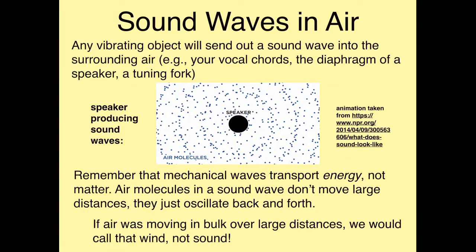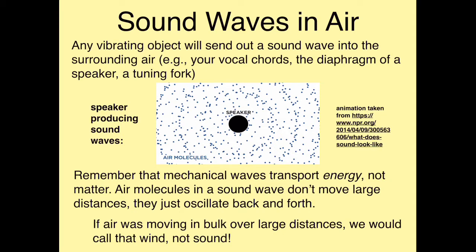So how do we create a sound wave in the first place? Well, it's pretty simple. Any vibrating object is going to send out a sound wave into the surrounding air. That vibrating object can be your vocal cords, which can send out a sound wave into the air. It can be the diaphragm of a speaker. It can be a tuning fork. All of these are just different examples of an object that's vibrating and in contact with air molecules and sending out a sound wave into the air as a result of that.